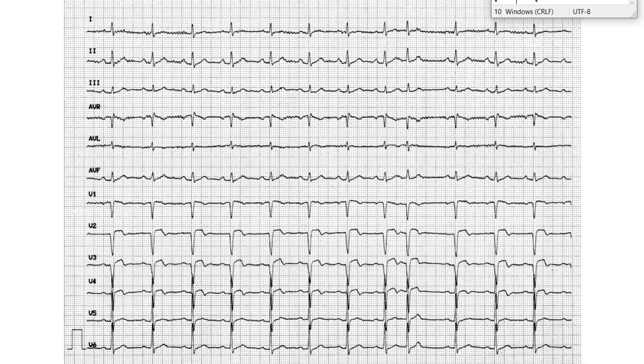So it seems that the only problem really is this beat right here. What does this tell us? This is an extrasystole. So we call this regular rhythm with an extrasystole. Okay, that's how you mark it.